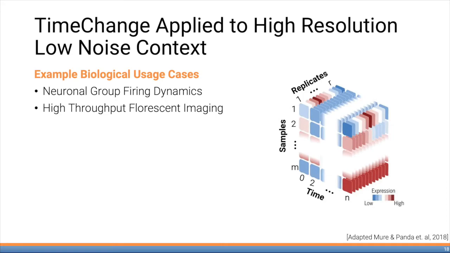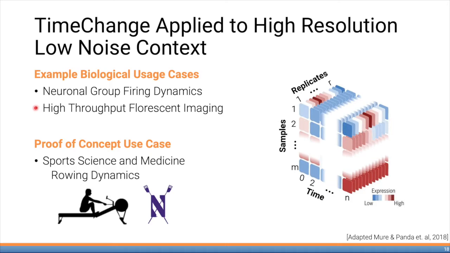Of additional interest was determining how time change may work in a high-resolution, low-noise, many-replicate context. In the biological sense, one could imagine using time change to analyze neuronal group firing dynamics, or for high-throughput fluorescent image analysis. While we didn't have this type of data available, we tested time change on erg rowing machine data to look for potential applications in the field of sports science and medicine.